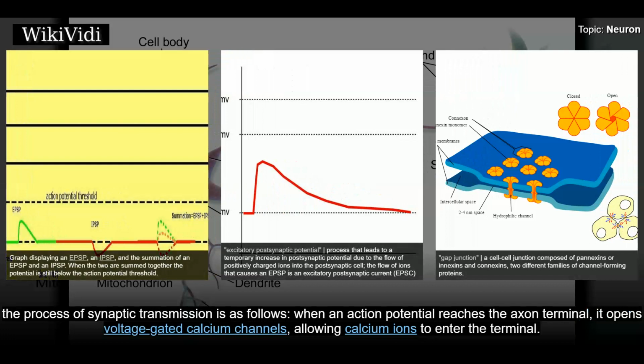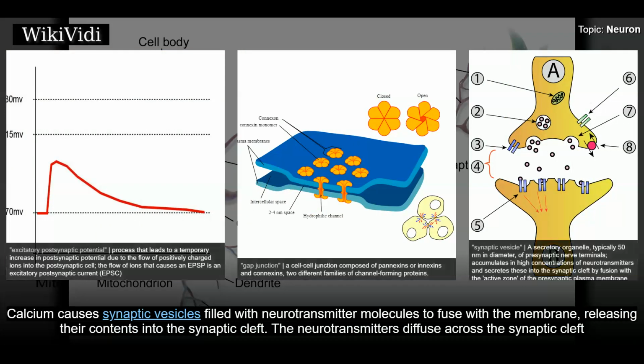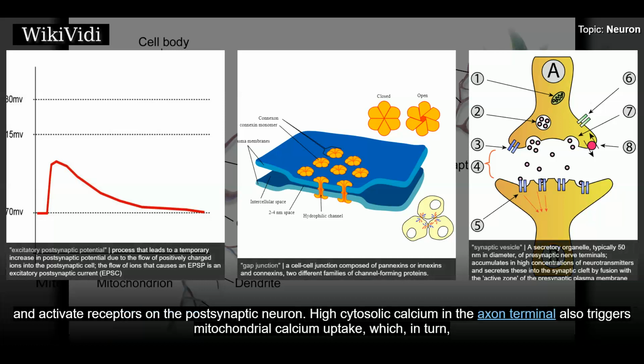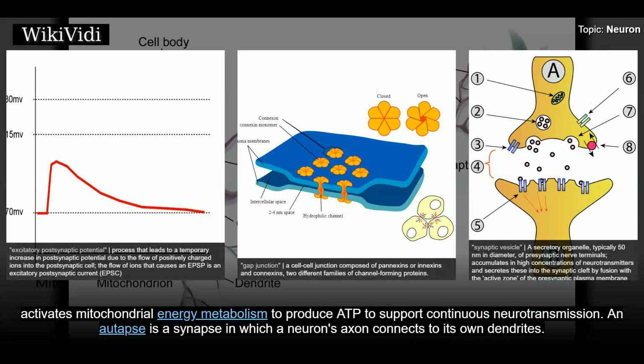When an action potential reaches the axon terminal, it opens voltage-gated calcium channels, allowing calcium ions to enter the terminal. Calcium causes synaptic vesicles filled with neurotransmitter molecules to fuse with the membrane, releasing their contents into the synaptic cleft. The neurotransmitters diffuse across the synaptic cleft and activate receptors on the postsynaptic neuron. High cytosolic calcium in the axon terminal also triggers mitochondrial calcium uptake, which, in turn, activates mitochondrial energy metabolism to produce ATP to support continuous neurotransmission.